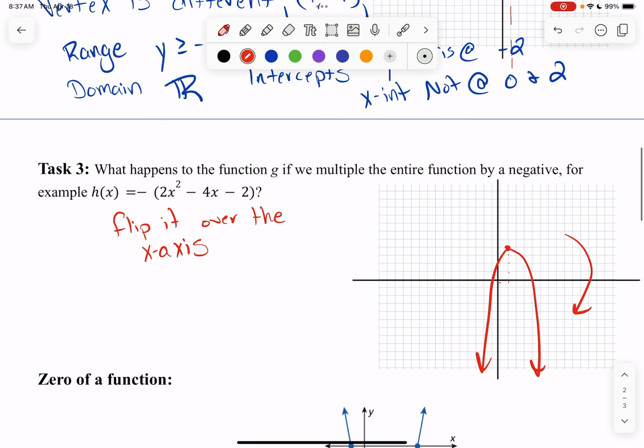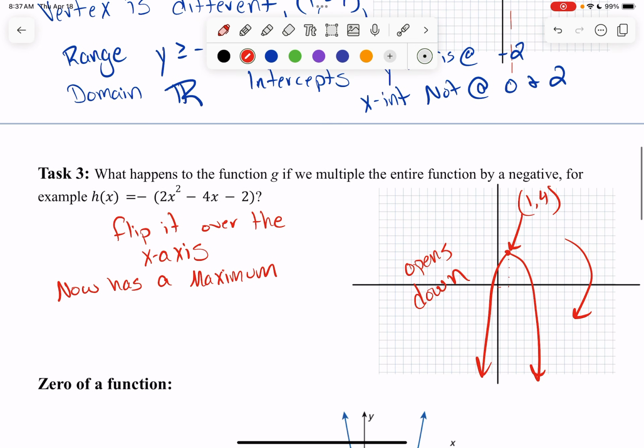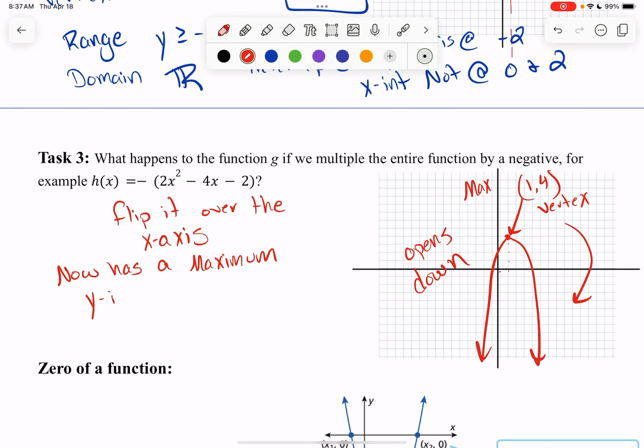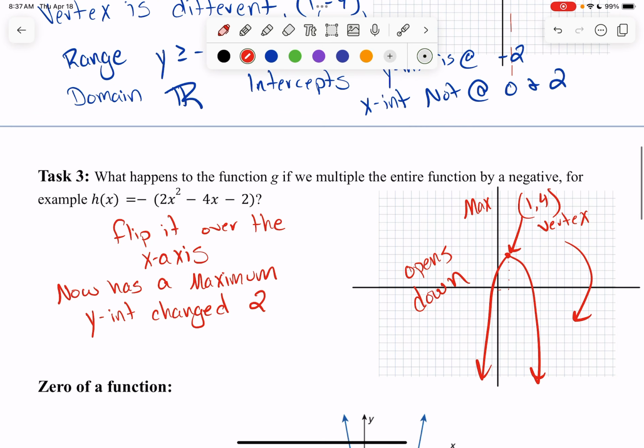It doesn't have a minimum anymore. It now has a maximum, because it went from opening up to now opening down. So this vertex did change, and now it's a maximum. There's our vertex. That means the y-intercept changed. It is no longer at negative 2. It's now up at positive 2. What else has changed?